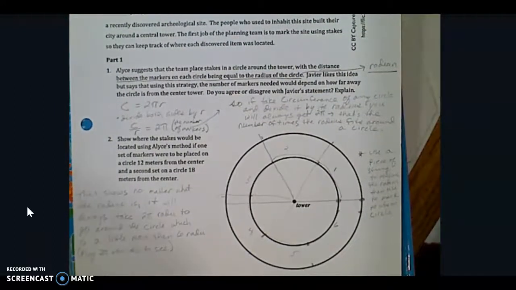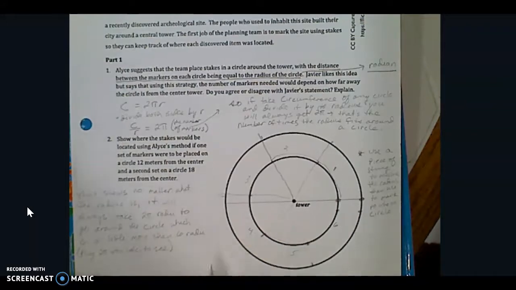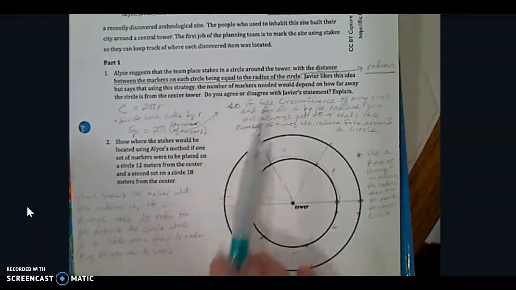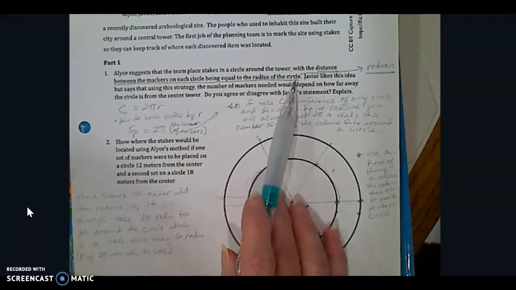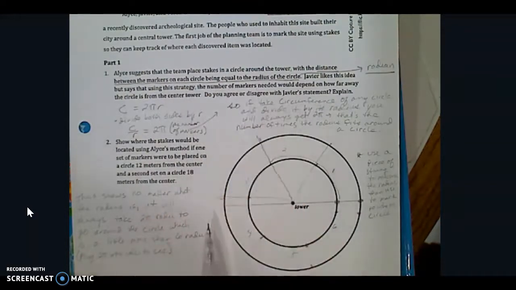The first thing I want to point out is that in this task we're going into radians. So we always measured angles with degrees, and now we're going to talk about measuring angles with what are called radians. And so at the top of this task, after you read through it, one of the things it talks about is that it wants to measure the distance with the radius of a circle.